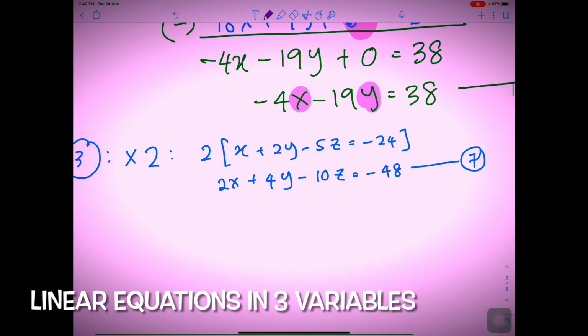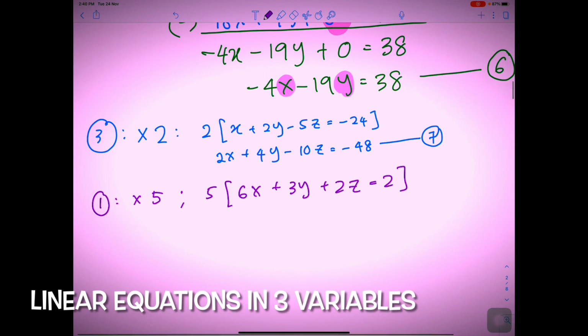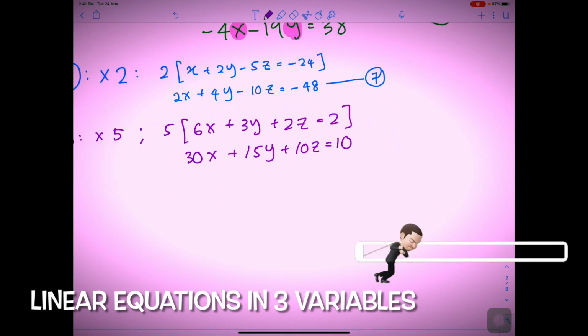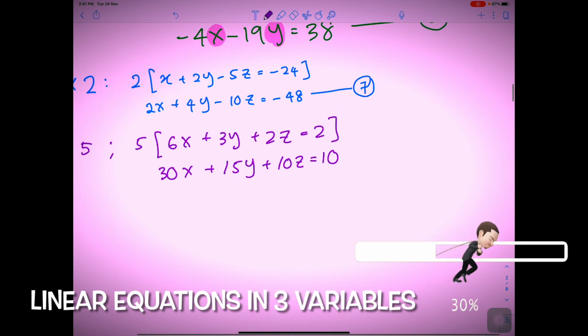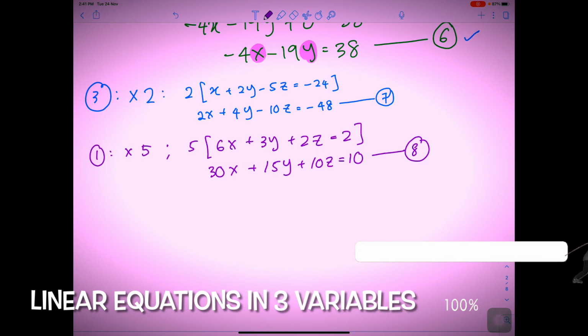And then the second, equation 1 times 5. Five times equation 1 is 6x plus 3y plus 2z equals 2, and then you expand, you get 30x plus 15y plus 10z equals 10. From here we name it as equation 8. Alright, and then proceed.